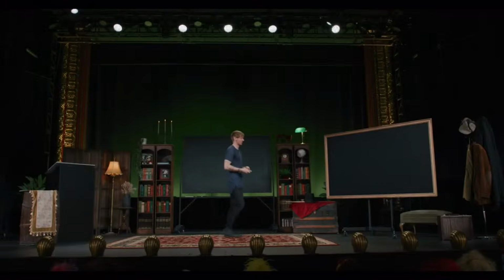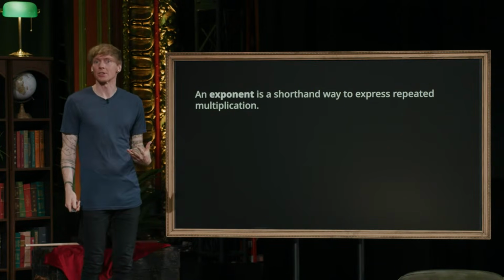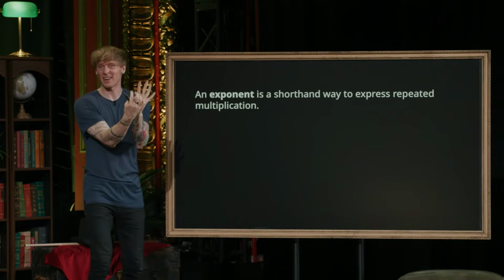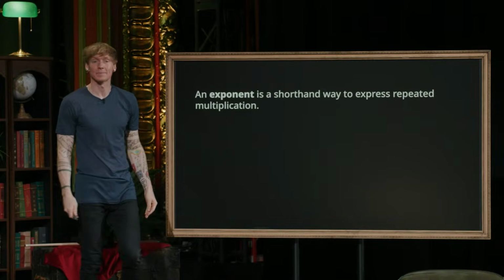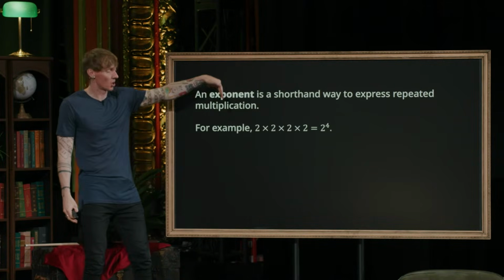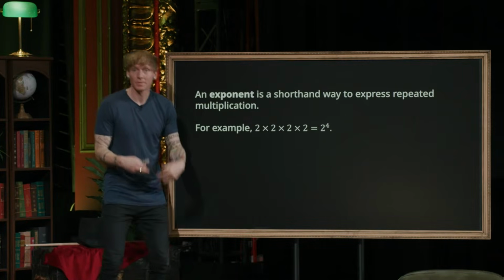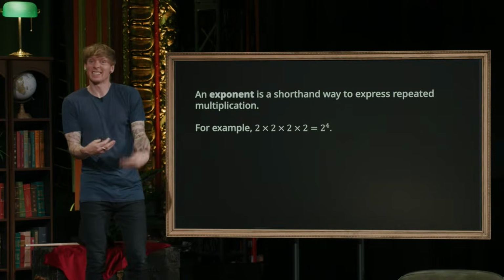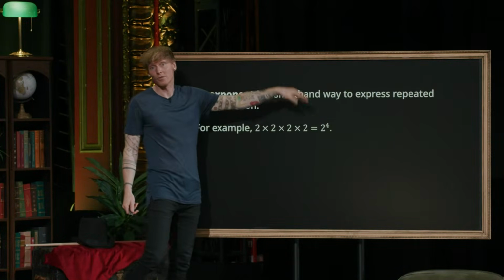What is an exponent? Let's look at the definition. An exponent is just repeated multiplication. It's a shorthand way to express that we have some value, some number, and we just want to multiply it by itself several times. For example, if we've got the number 2 and we do 2 times 2 times 2 times 2, there are 4 2's there, so we use an exponent to help us display that information. That's just 2 to the power 4.